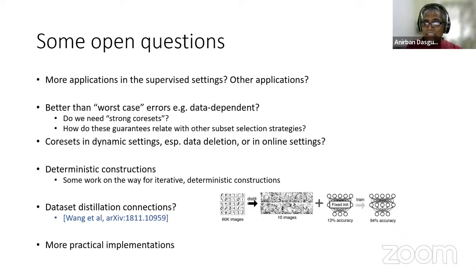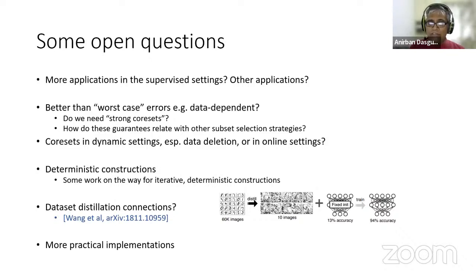And one of the questions is what one professor was asking: do we really need strong coresets? Do we really need coresets that preserve a guarantee for all possible queries? Maybe not. There are other kinds of subset selection strategies based on submodularity, etc. Those come with a different set of theoretical guarantees.